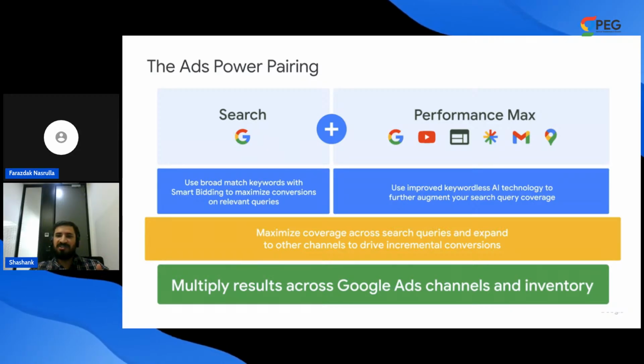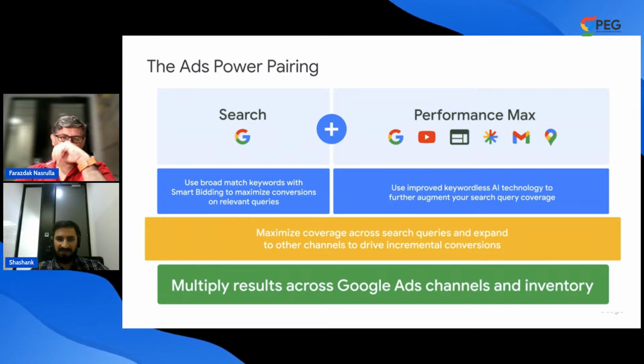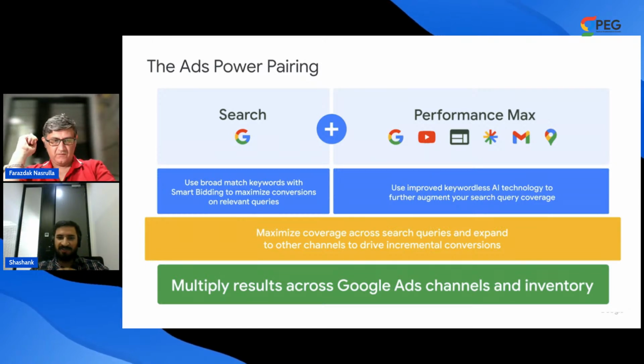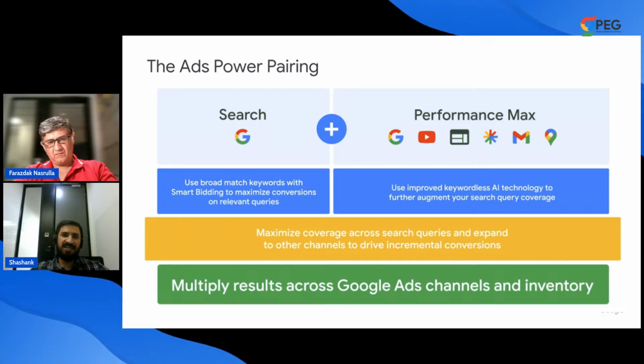So having Google search set up for a certain product category, in addition to a Performance Max campaign setup, will complement your overall campaign results. So this will firstly maximize your overall campaign coverage. It will start targeting users on different channels, and this will start helping the business gain more and more conversions over time.